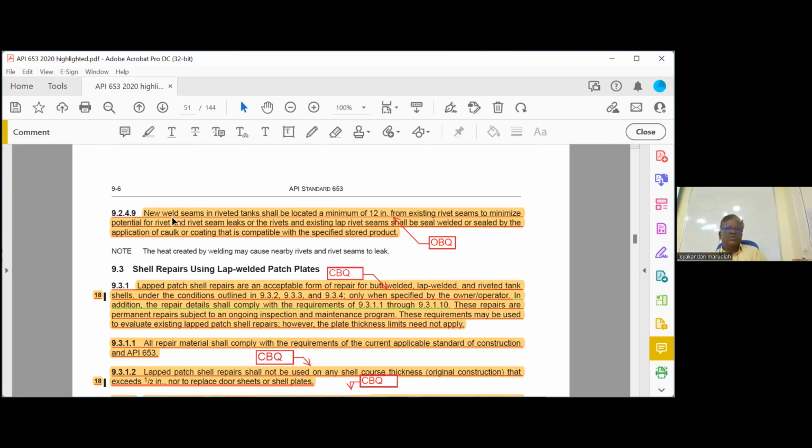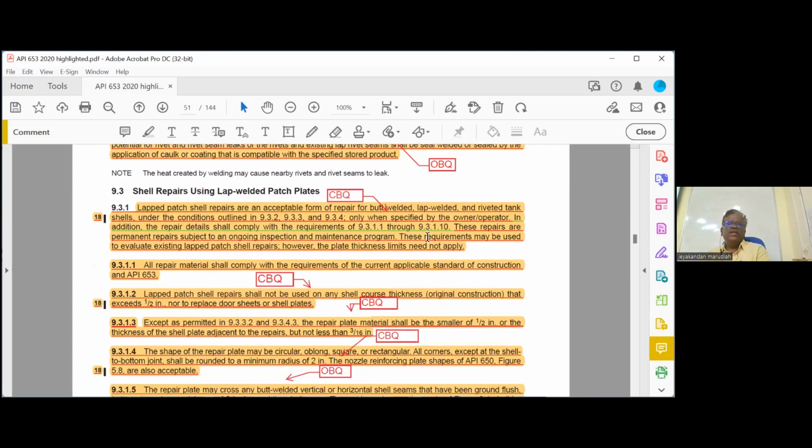Okay, this one is an open book question. The same only. New weld seams in a riveted tank shall be located minimum 12 inch from the existing rivet seams to minimize the potential for seams. So if you are welding on the riveted tank, it should be 12 inch from the rivet. 9249, open book question.